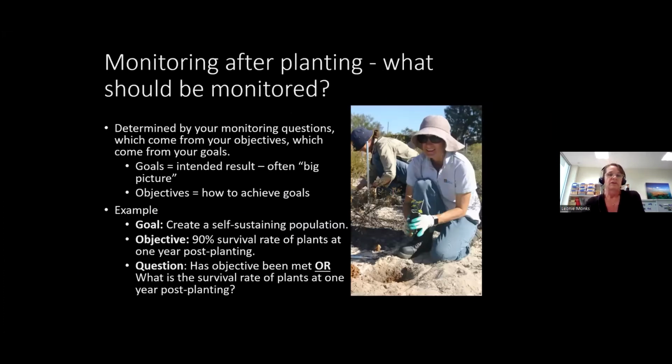And after planting, you'll need to monitor. What you're going to monitor will depend on what you'd like to know. So you primarily would like to know whether your goals for the translocation have been met. So for example, have you created a self-sustaining population? And there will be some steps along the way, or in other words, your objectives that you would like to see met in order to understand whether you've achieved this goal. For example, maybe you'd like to see 90% survival of the plants 1 year after planting. So these are the types of things you would think about monitoring. It's all determined by what you want to know.